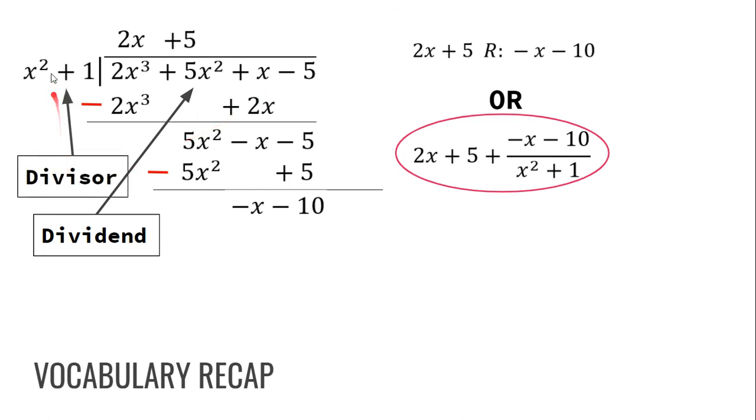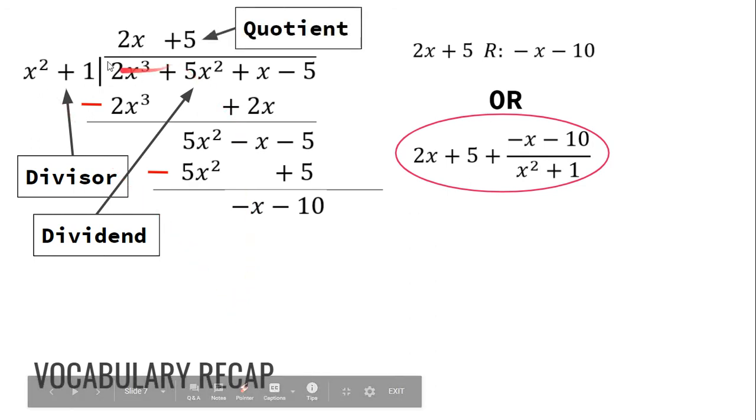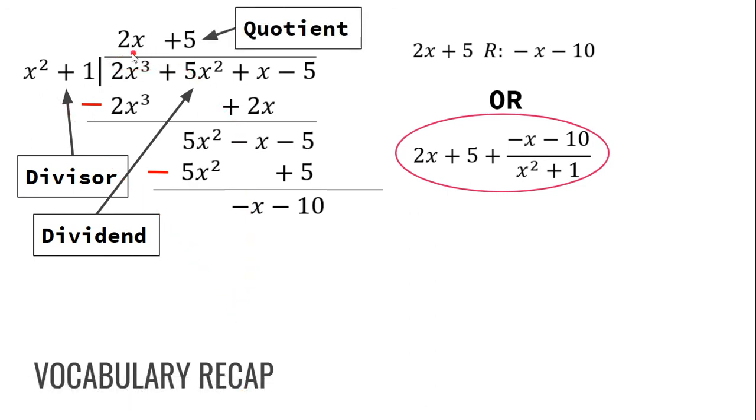The divisor is what you're dividing by. Again, if you wrote your division problem as a fraction, this would be the denominator. This would be the bottom of your fraction. The quotient is the answer that you get after division, ignoring the remainder. And then the remainder, again, is whatever you get that is left over.